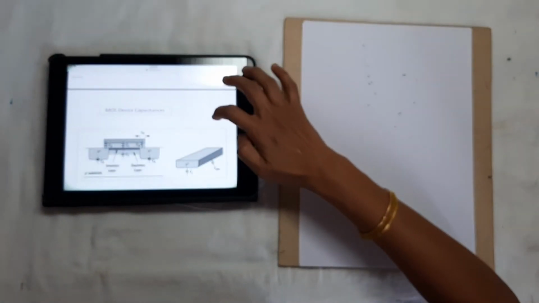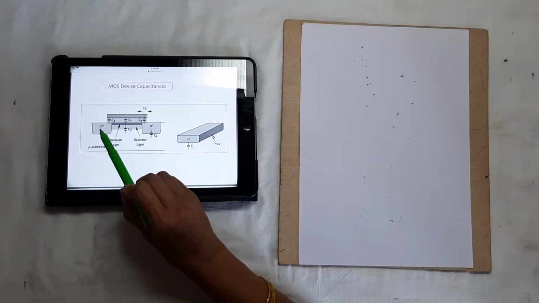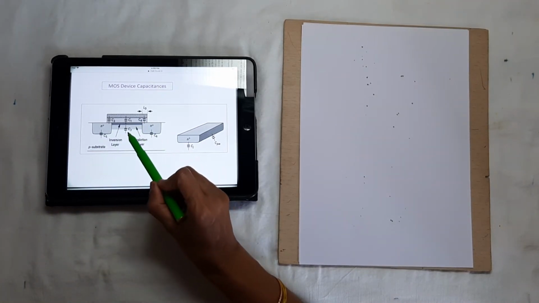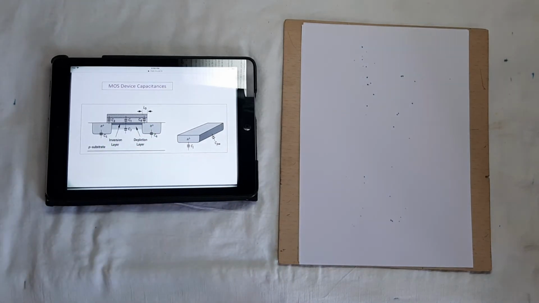If you look into the physical structure for the MOS device capacitances, it represents so many capacitances: C1, C2, C3, C4, C5 and C6.